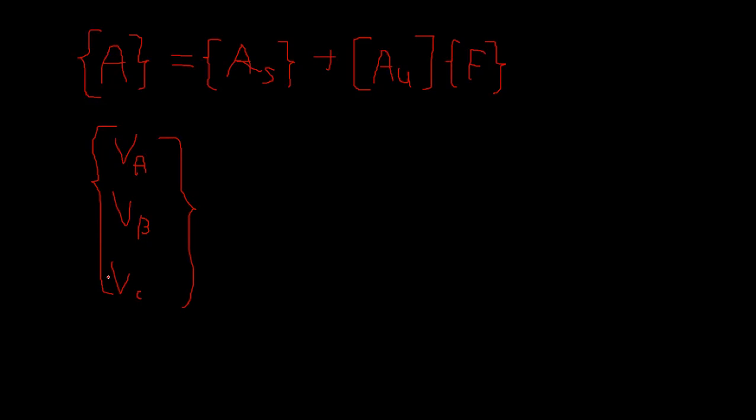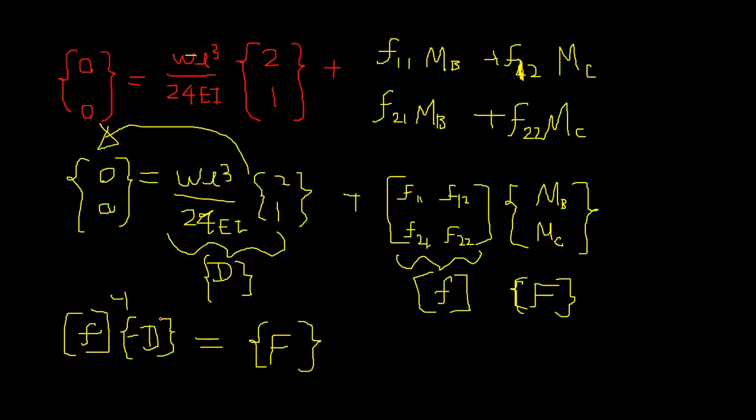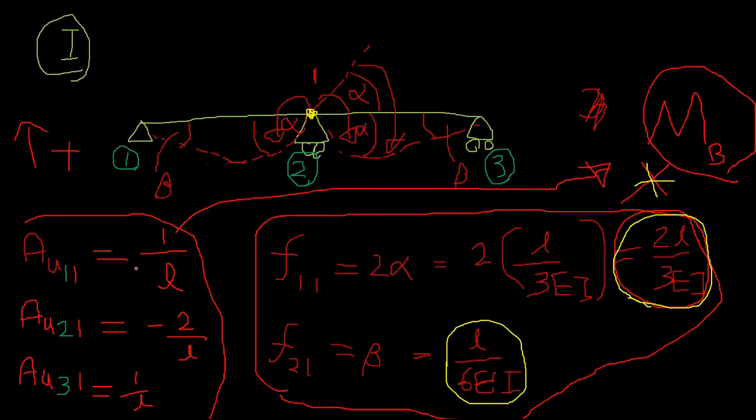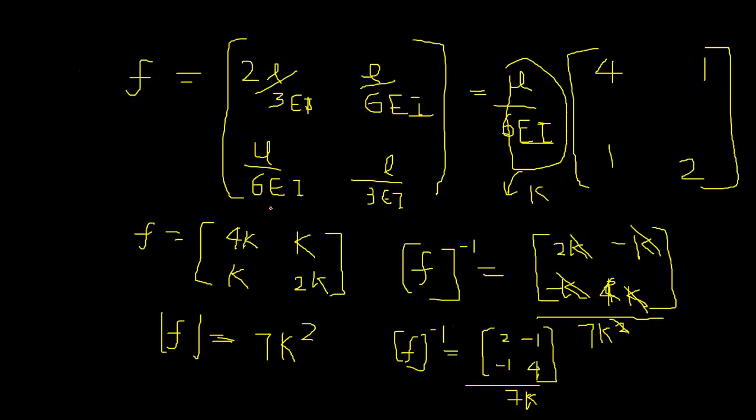Okay, so the action of the structure is the primary structure. Yes, action stays WL over 2, right?